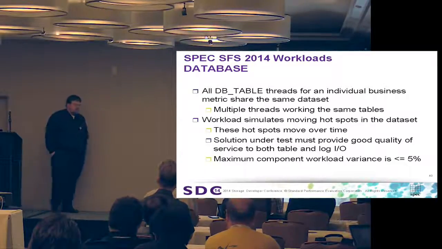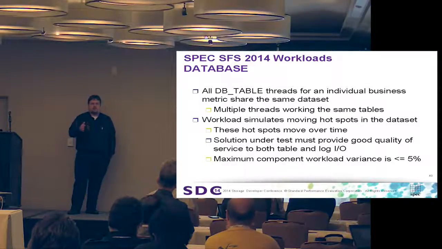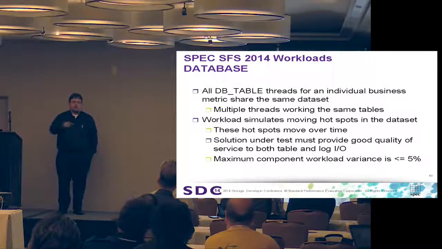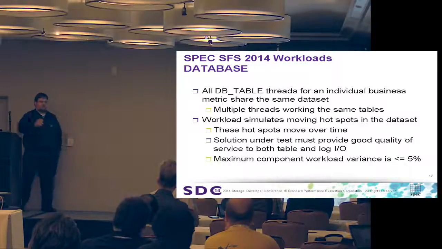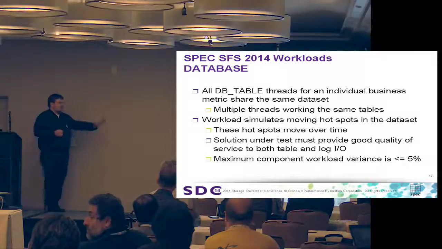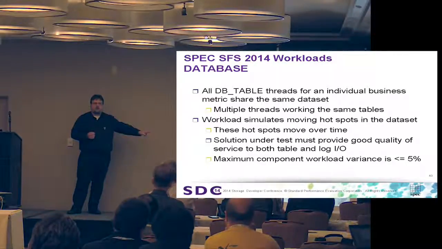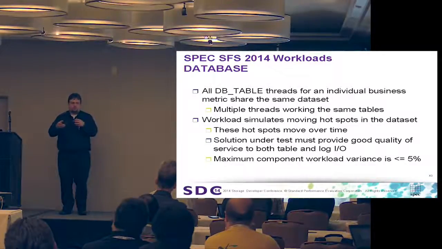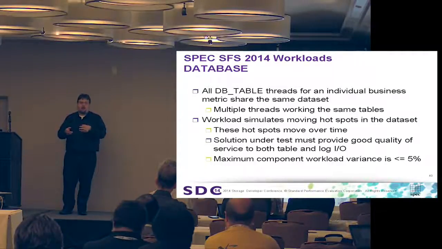This workload also has moving hotspots in the data set. Certain offsets in those files will be accessed more than others, and those hotspots do move over time. We have an example of that we can show you at the BOF tonight. Just a raw chart, raw data. So here again, we have the threshold, the success criteria, to make sure that your log and your table threads are achieving the proper workload ratio between them to make sure that we're simulating an accurate scenario.